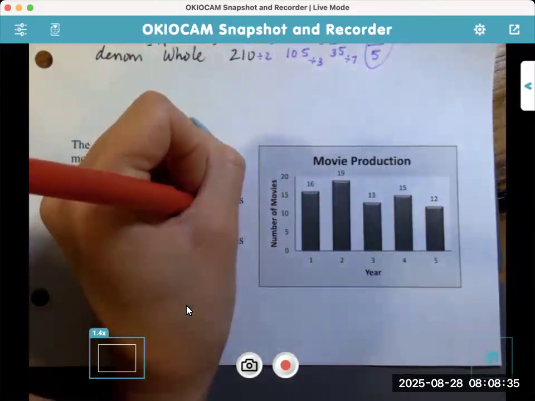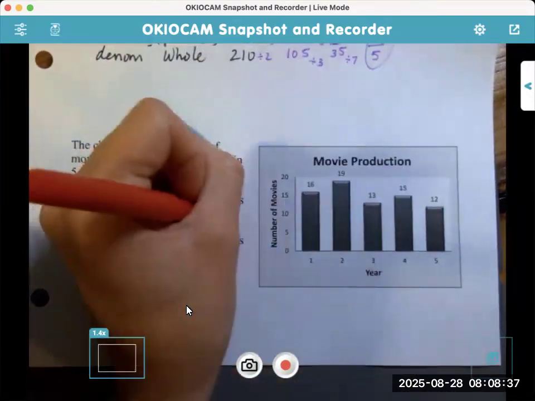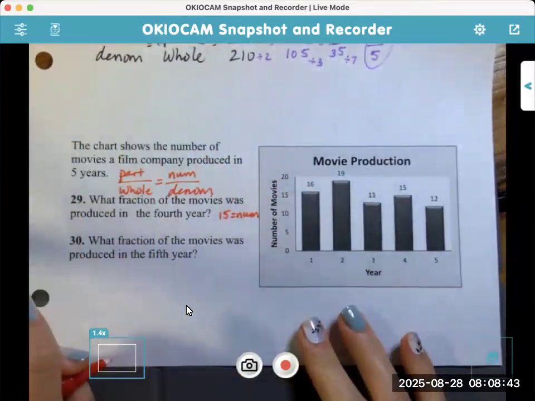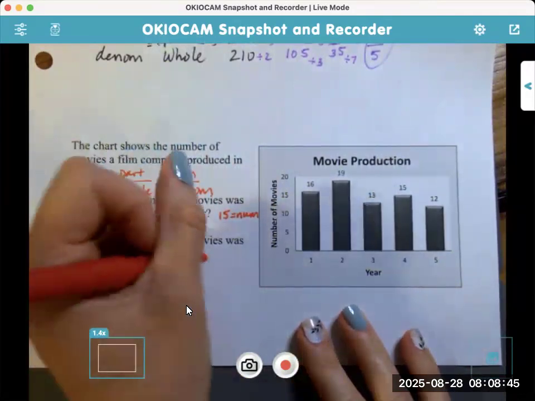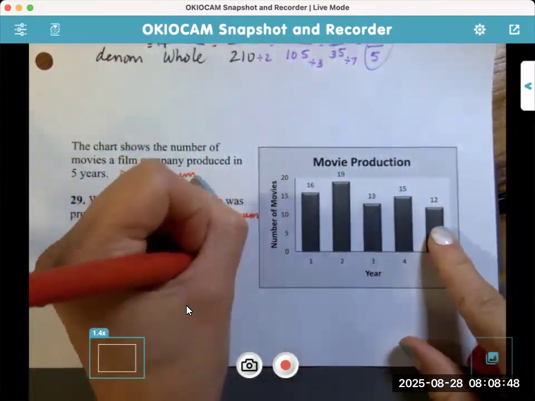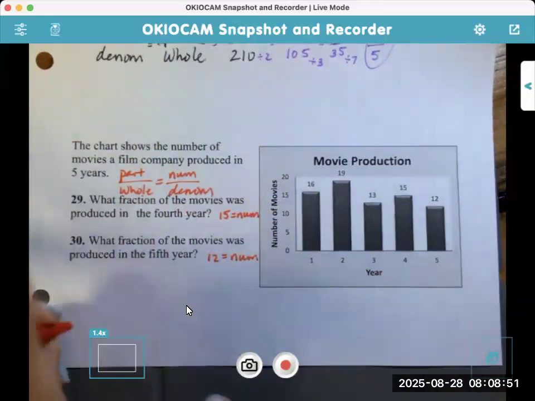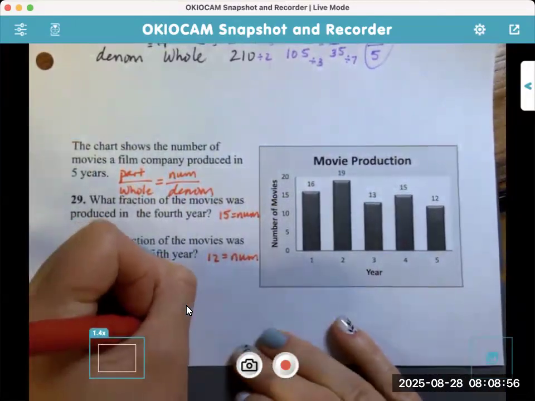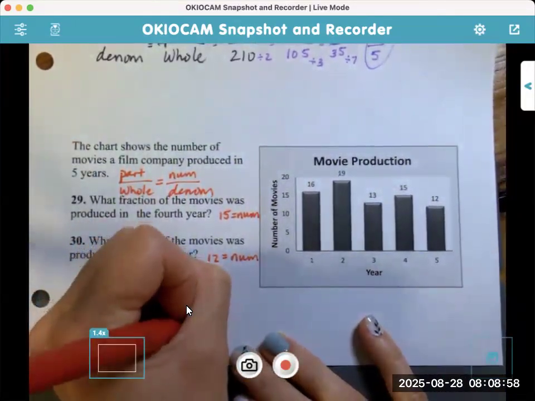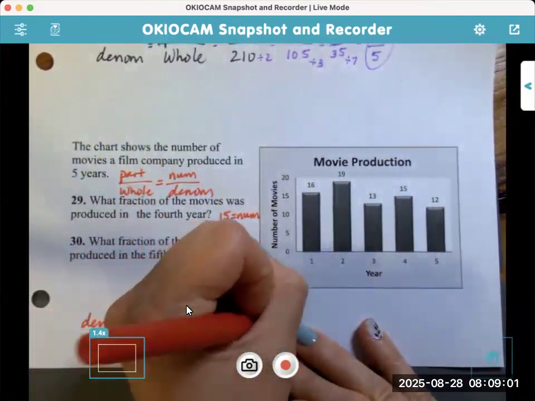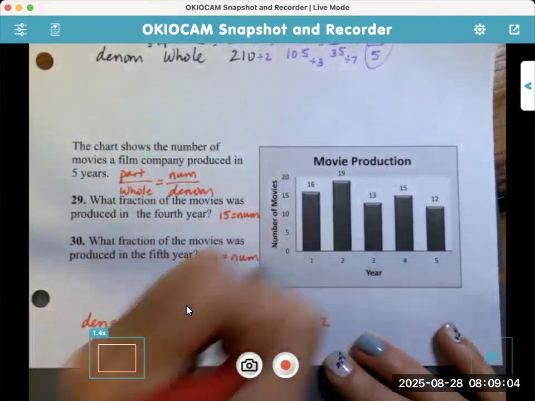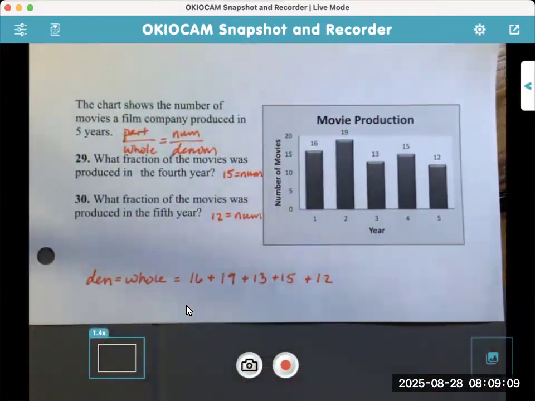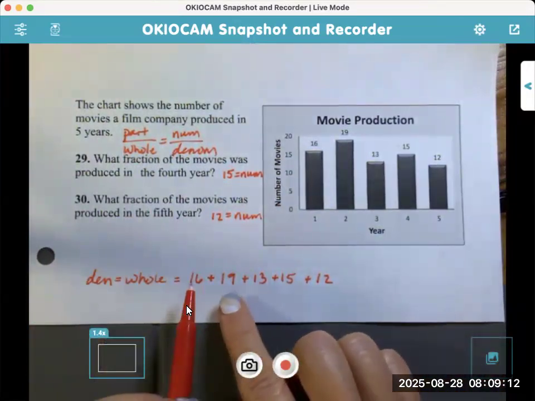then for the 4th year, the numerator is 15. That's the numerator. What fraction of the movies was in the 5th year? 12. Again, that's the numerator. So we need the denominator, the whole. So basically, how many did they produce in total? 16 plus 19 plus 13 plus 15 plus 12. Okay, y'all are going to see I hate mental math. I can do it. I just, no fun.